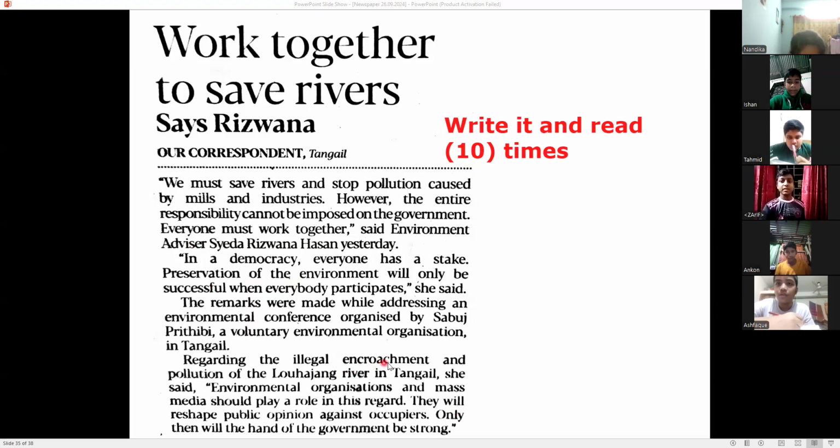Regarding the illegal encroachment and pollution of the Lohajang River in Tangail, she said environmental organizations and mass media should play a role in this regard. They will reshape public opinion against occupiers. Only then will the hand of the government be strong. Clear? Okay. Like this, the river's name is Lohajang. And this one, I think it will be no problem.